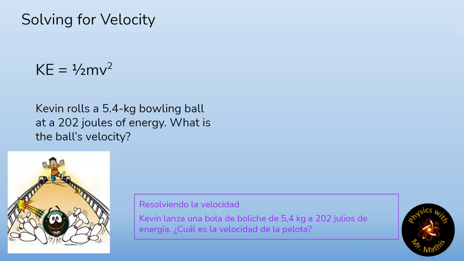Now we also can use this equation to find the velocity of an object. In this problem, Kevin rolls a 5.4 kilogram bowling ball at 202 joules of energy, and we want to find what is the ball's velocity.